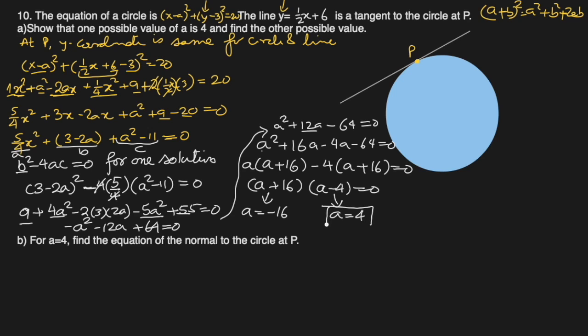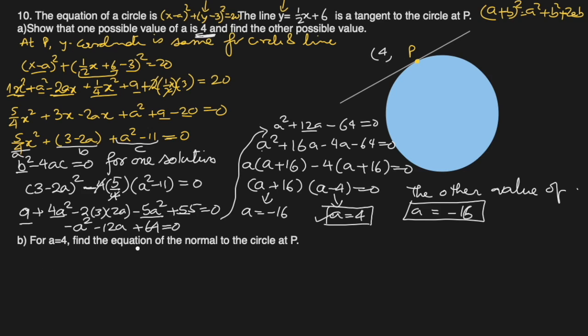So we showed that one of the possible values of a is 4, which was asked. The other value of a is negative 16. This is what we got. What next? For a equal to 4, this one, so let's say that this is 4, okay? Find the equation of the normal to the tangent. Normal, not the tangent. Normal, equation of the normal.